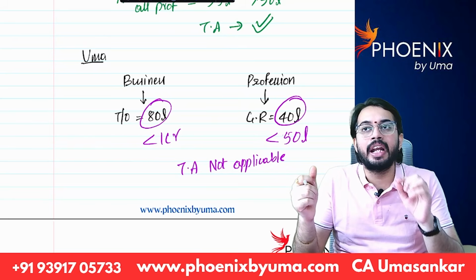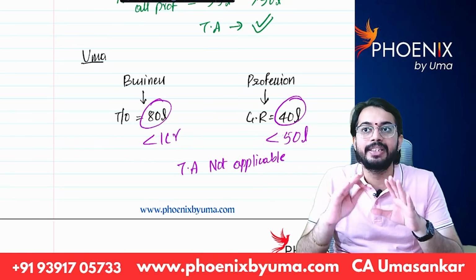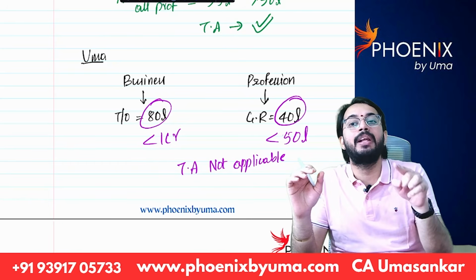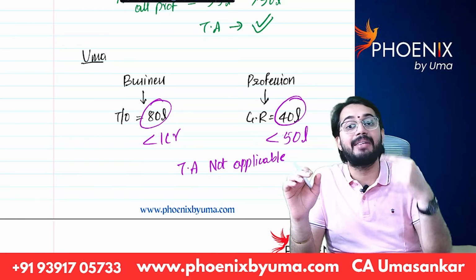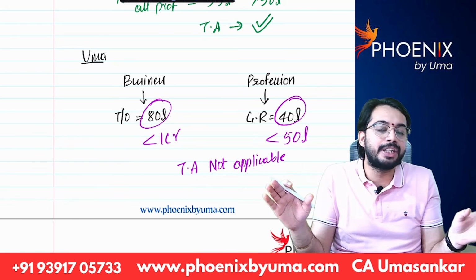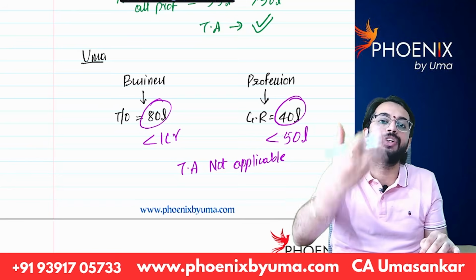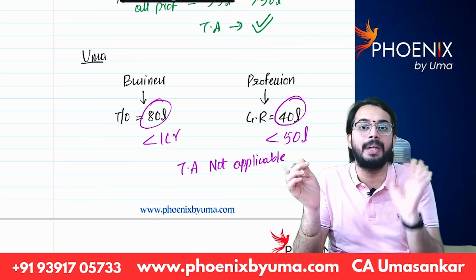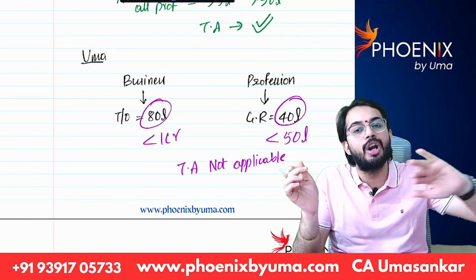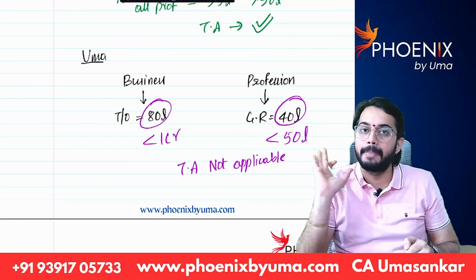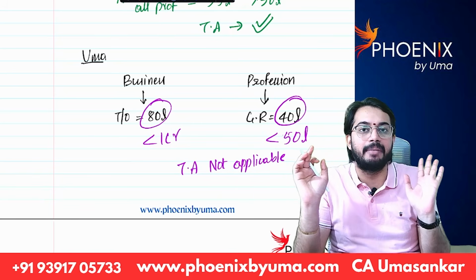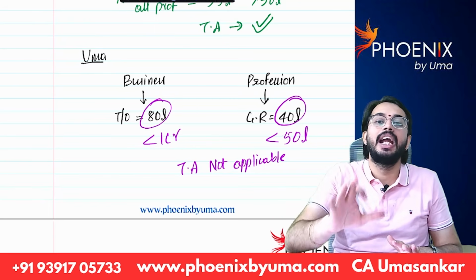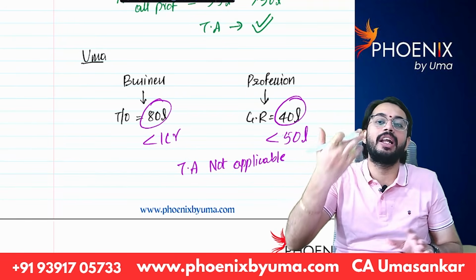See, tax audit requirement under section 44AB is not checked per individual business or individual profession. Tax audit is applicable for the assessee. When tax audit is applicable for the assessee, for all the businesses he is doing, for all the professions he is doing, tax audit is applicable. Are you able to understand? For checking whether tax audit is applicable or not, we check the threshold of 1 crore for business, 50 lakhs for profession. But once tax audit is applicable, it is applicable for all his businesses, all his professions.